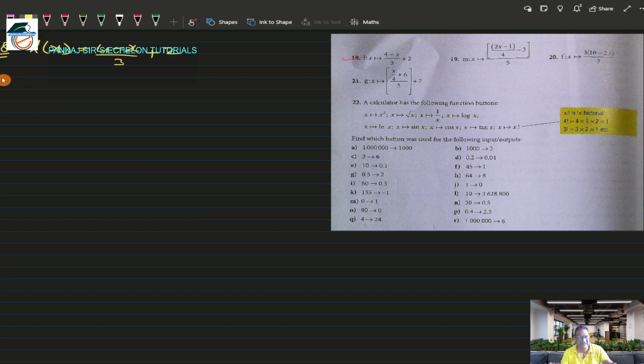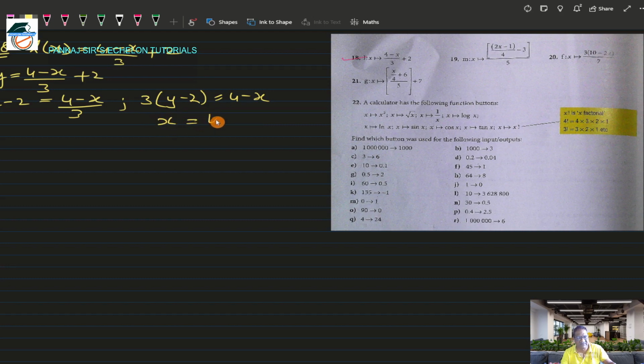Let me take this L of x as y. So I write y is equal to 4 minus x upon 3, plus 2. Now my job is to make x the subject. First I'll take this 2 onto this side, so it becomes y minus 2, equal to 4 minus x upon 3. Then I'll take 3 onto this side, which gives 3 bracket y minus 2 equal to 4 minus x. Then I'm going to take x on this side, that will make it plus x, and 4 is here itself, and this 3 into y minus 2 I'm bringing on this side.